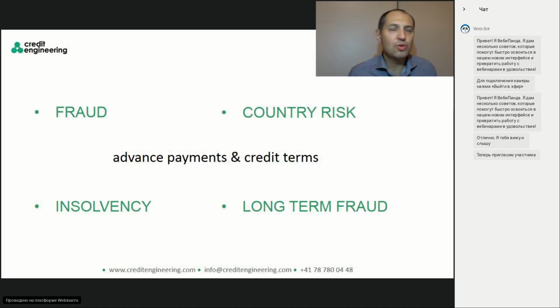And the last one is long-term fraud. It's the most difficult to manage. A very dangerous scenario. It looks exactly like insolvency, but this is insolvency made by the company's management or owners. Well, it is again a fraud, like short-term fraud. It's still a crime, but it still happens.